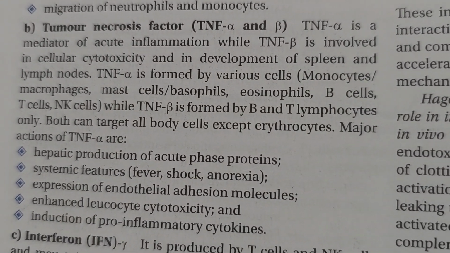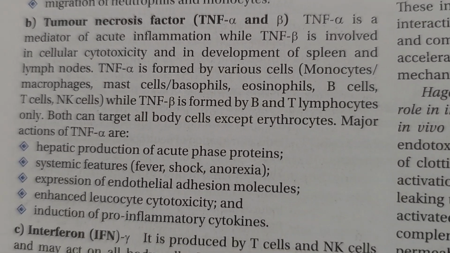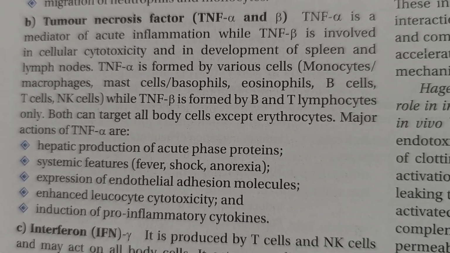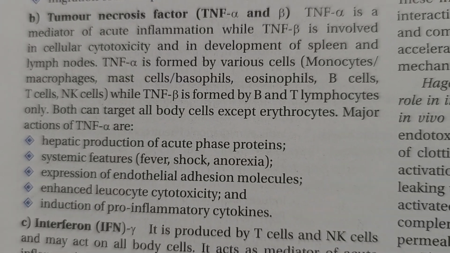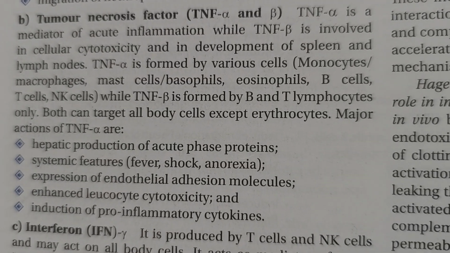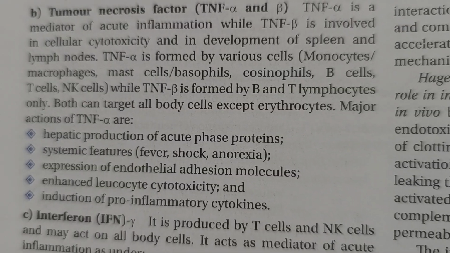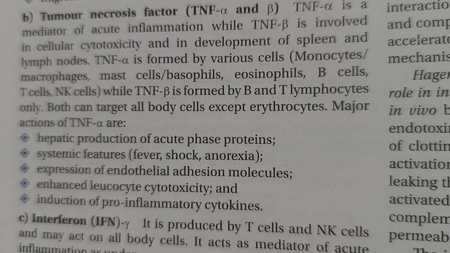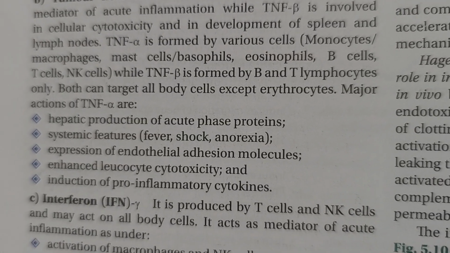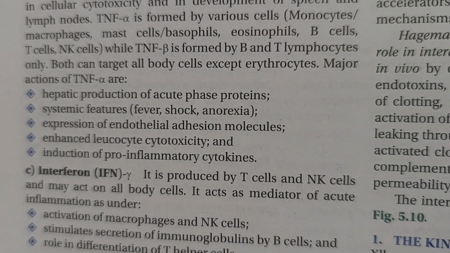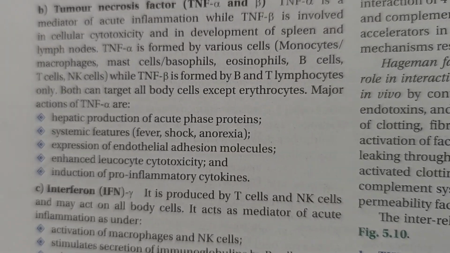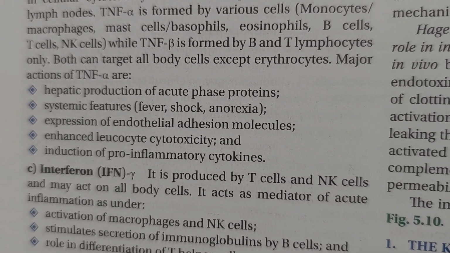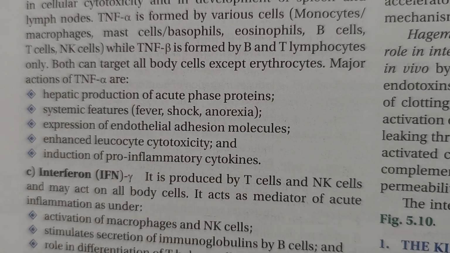Tumor necrosis factor alpha and beta. Alpha is a mediator of acute inflammation, while beta is involved in cytotoxicity and in the development of spleen and lymph nodes. TNF alpha is formed by various cells: monocytes, macrophages, mast cells or basophils, eosinophils, B cells, T cells and NK cells, while TNF beta is formed by B and T cells. Both can target all the cells except erythrocytes.